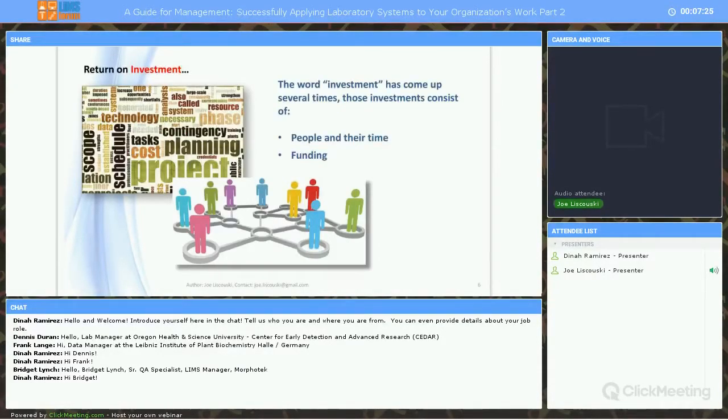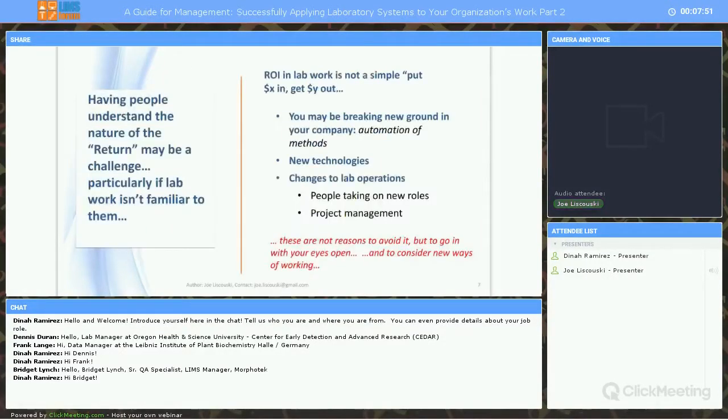We need to define what we mean by the word investment. Investments will consist of people and their time, funding for equipment, systems, and planning. Some of the people you will need access to will be from your group as well as other organizations, IT support, for example. Some may be resources you don't currently have. People's time will have to be funded and justified, particularly if there are other projects competing for their attention.